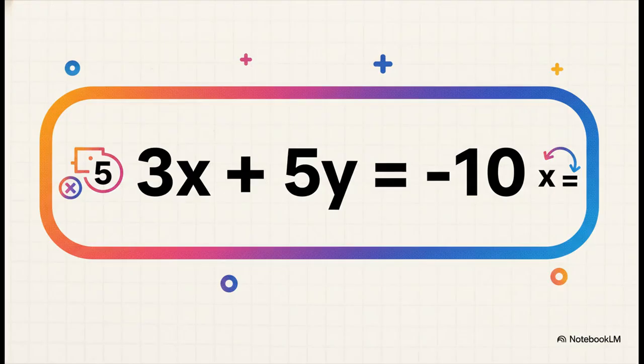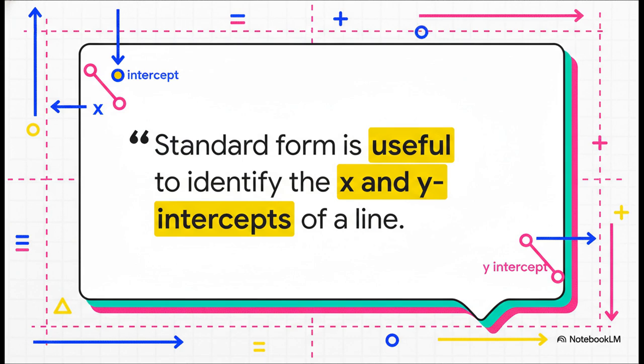So how'd you do? The correct standard form is 3x plus 5y equals -10. If you got that, fantastic work. You probably started by multiplying the whole equation by 5 to knock out that fraction, and then just added the 3x to move it over to the left side. And that wraps up our look at standard form. Really, the big takeaway here is that by having this one consistent look for every line, this Ax plus By equals C format, it makes them so much easier to work with and compare. It just simplifies the whole process.